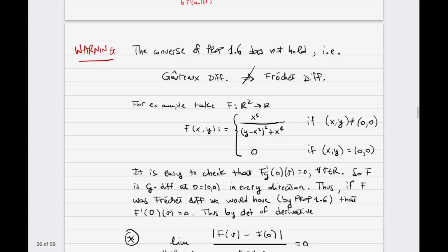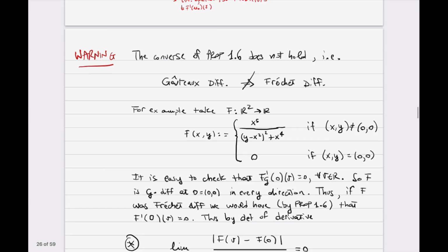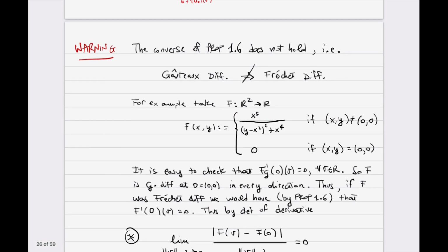Okay, a warning: as you might expect already, the converse of proposition 1.6 is not true. So Gateaux differentiable does not imply Frechet differentiable in general. For example, this is the same example, or something very close to it, that you were shown in calculus to see that if a function is differentiable in every direction, then it's not necessarily differentiable.